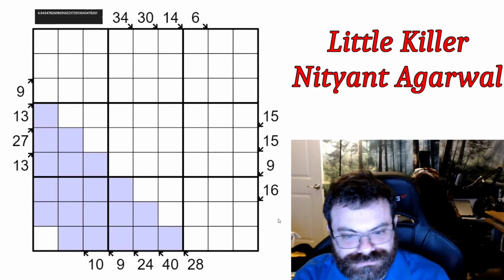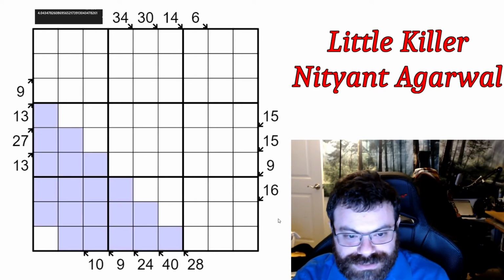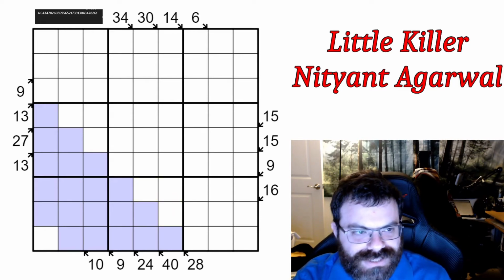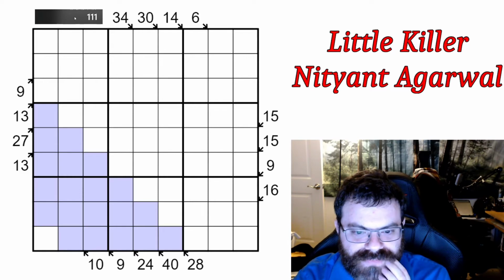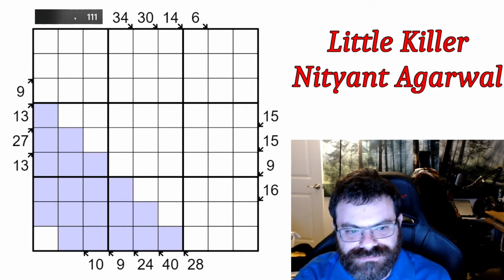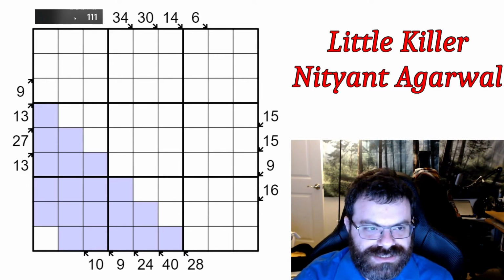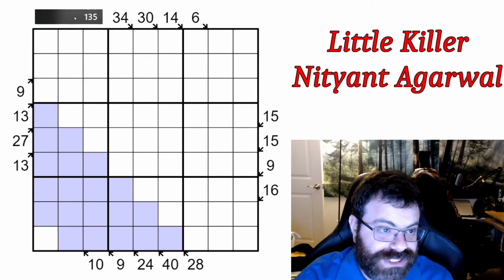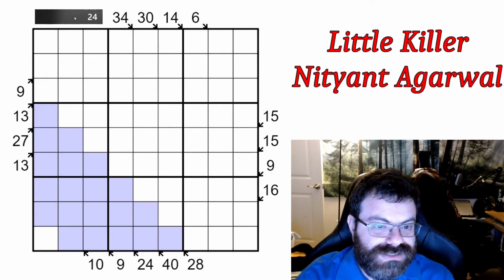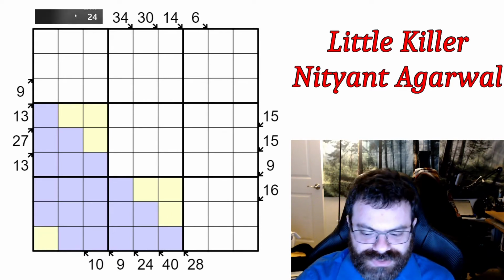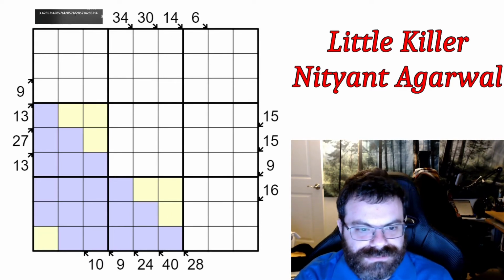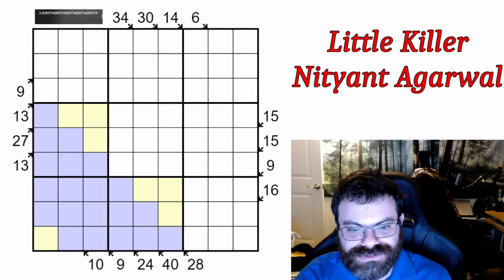There. Is this any more interesting? Well, what do they add to? 28 plus 40 plus 24 plus 9 plus 10 is 111. And then 3 boxes of 45 is 135, right? Let's just double check. Yeah. So that means that these 7 cells add to 24, which is an average of 3.4.